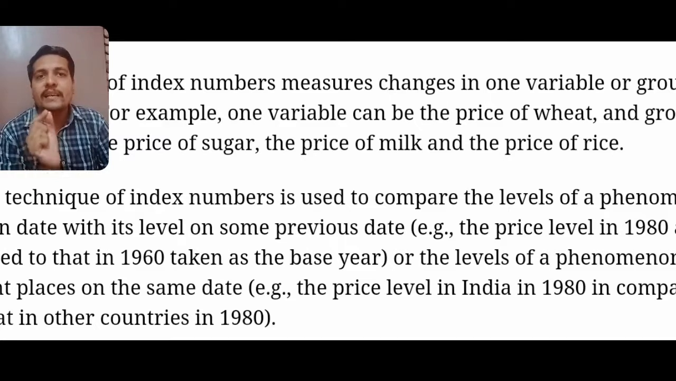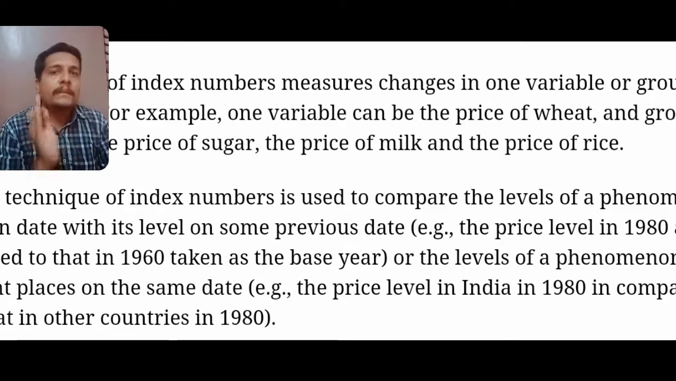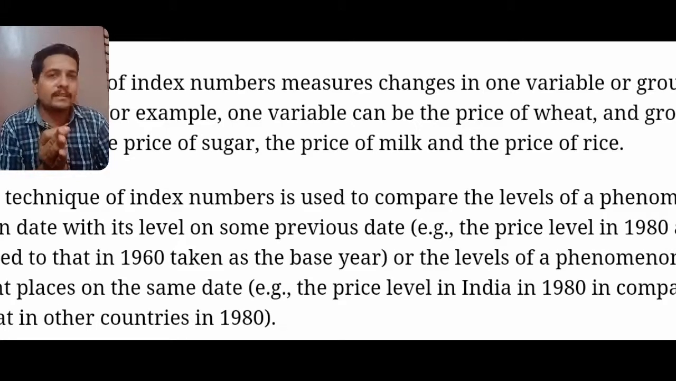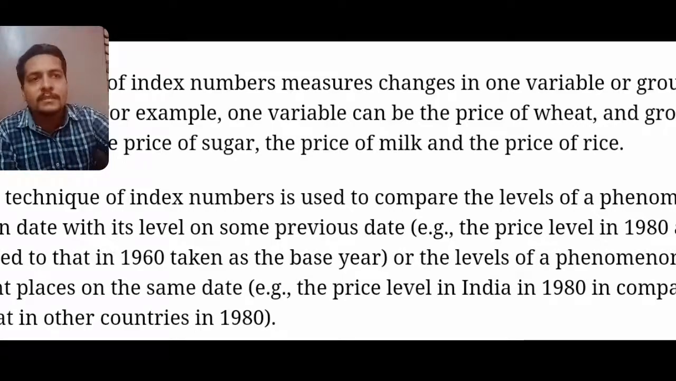Selection of base year is very important in further examples. Or the level of phenomenon at different places on the same date, like the price level in India in 1980 in comparison to other countries in 1980. So these are the four very important features of index number.